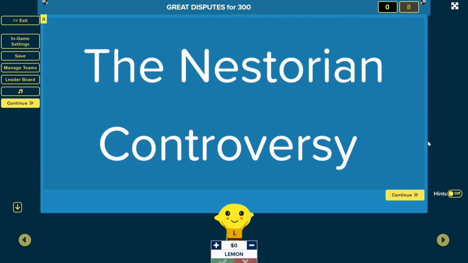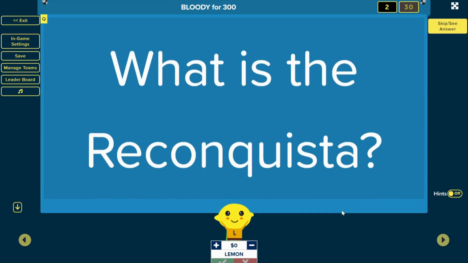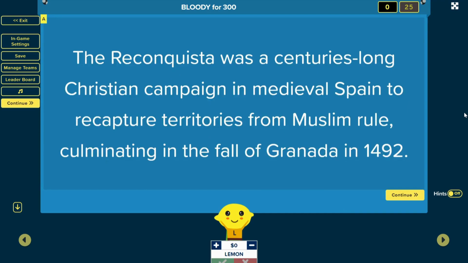The Nestorian controversy. Bloody for 300. What is the Reconquista? The Reconquista was a centuries-long Christian campaign in medieval Spain to recapture territories from Muslim rule, culminating in the fall of Granada in 1492.